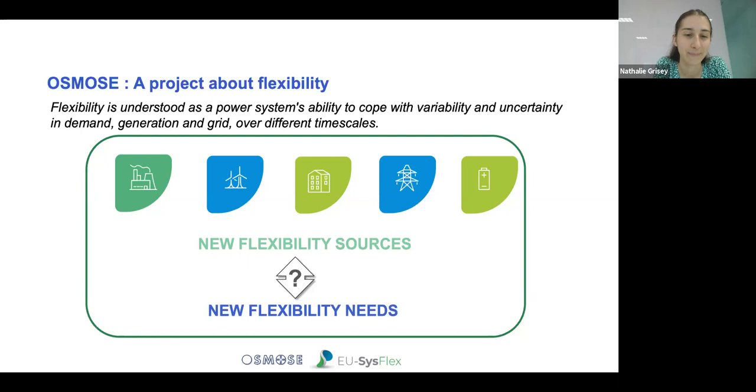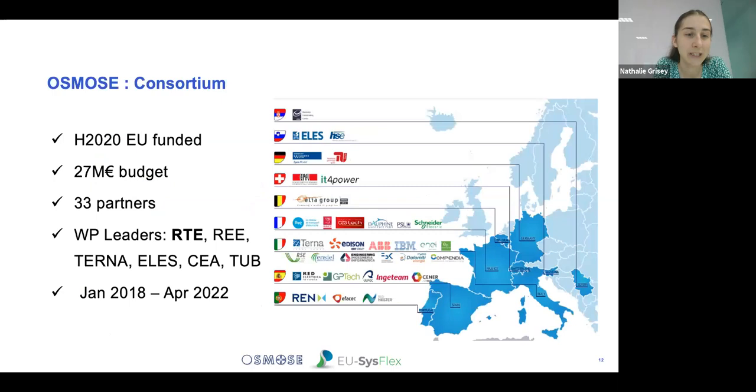About the consortium of our project: just like EU-SysFlex, we are an EU-funded project under the program H2020, with a 27 million euros budget, 33 partners from 9 countries, which are mainly transmission system operators, academics, and also industrial partners. The leaders of the different work packages are RTE, Red Eléctrica, Terna, LS, the CEA, and TU Berlin. The project started in January 2018, and it will last until April next year. So we are entering our final year, basically.